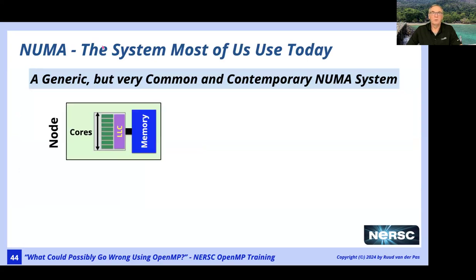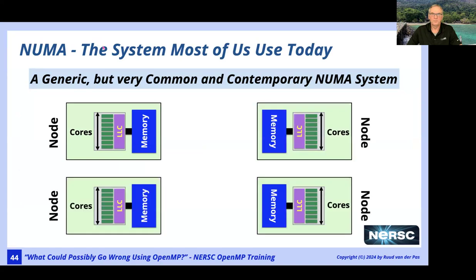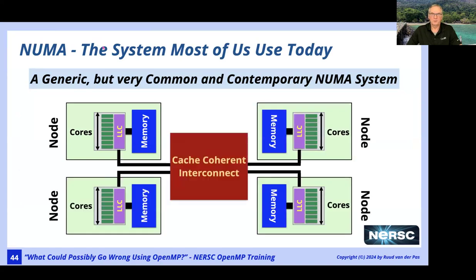Here's what we call a node. A node has a bunch of cores, it has a bunch of caches, and there's a last level cache that connects to memory. And then what you do, you connect multiple nodes through a special interconnect. This is the difference between a cluster and a shared memory system. It's the interconnect. When you have a cluster, you just have a regular standard network.